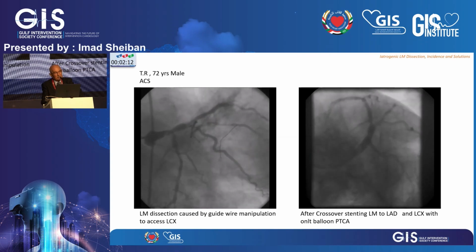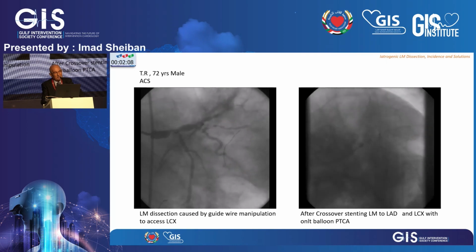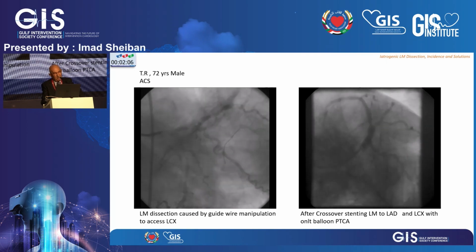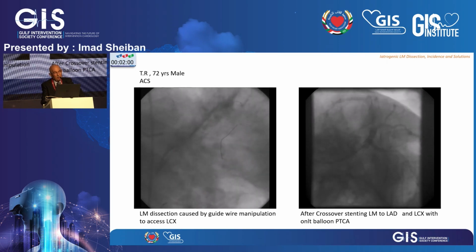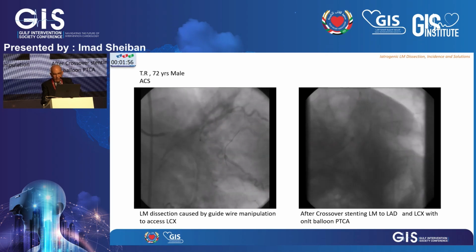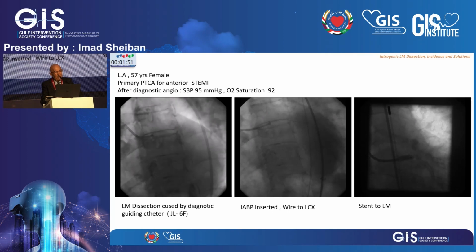As in this case also, the manipulation of guide wire to access LCX was causing dissection in left main. And again, since you have your guide wire inside, stenting will be very effective in treating this situation.